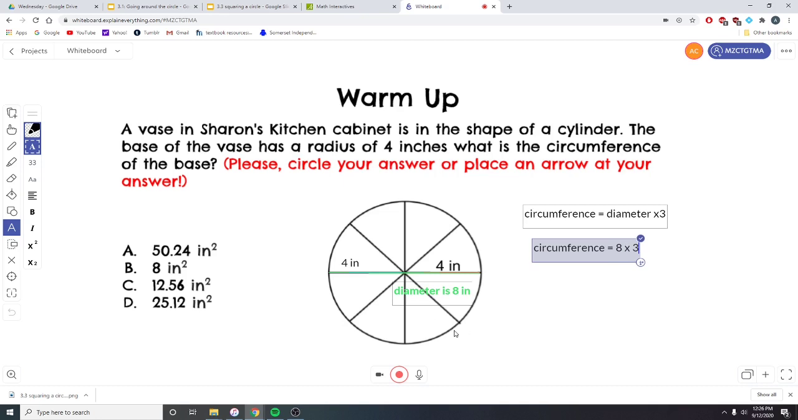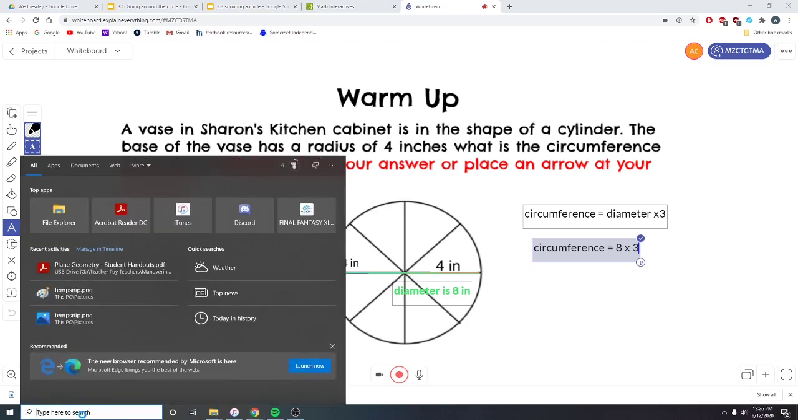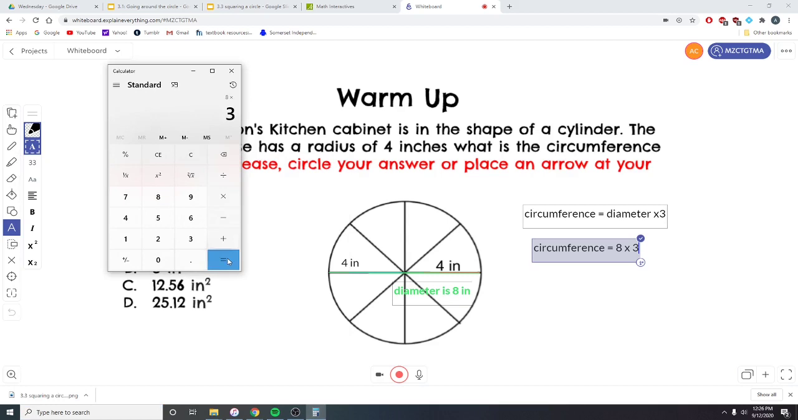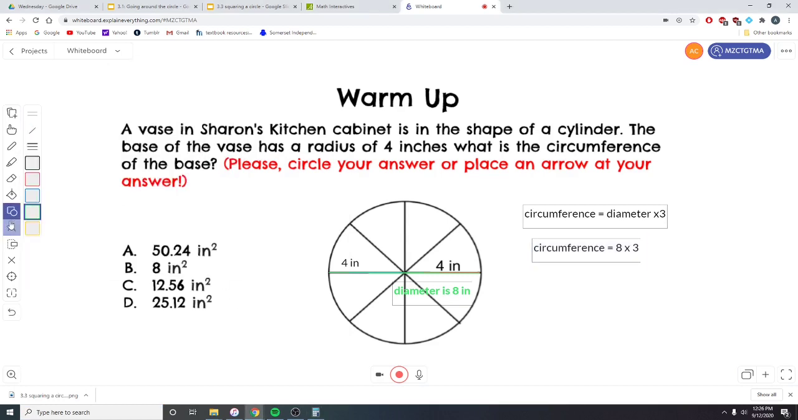8 times 3, if you do that on a calculator, should give you about 24. Your answer should be about 24. But if you look at your answer choices, 24 is not an option. What you will have to do is choose the closest to this 24.